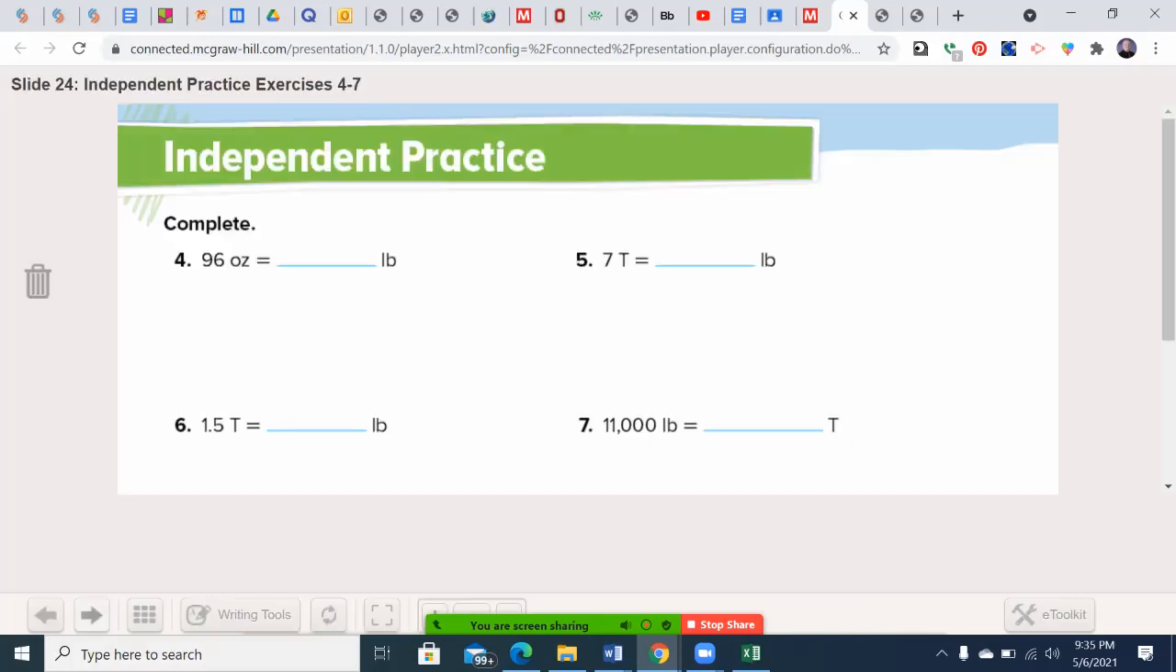Let's give you a few more practice. I'd like you to do these 4. Pause the video, complete them, and then unpause the video when you're ready. Go ahead and pause now.